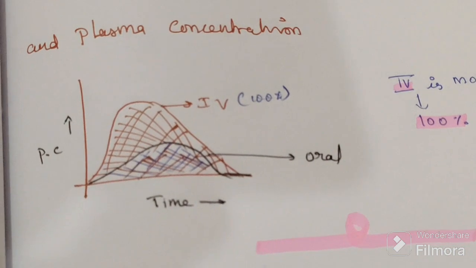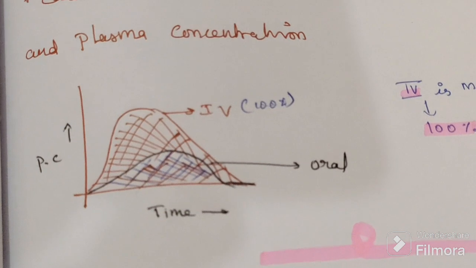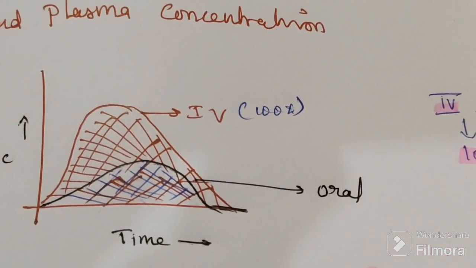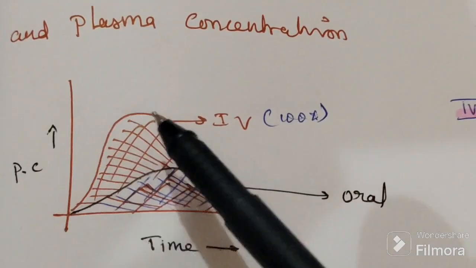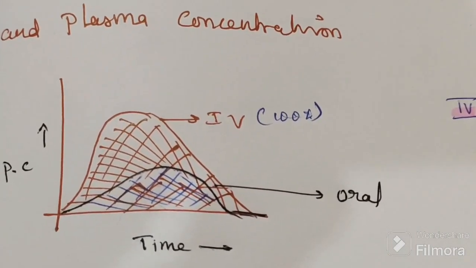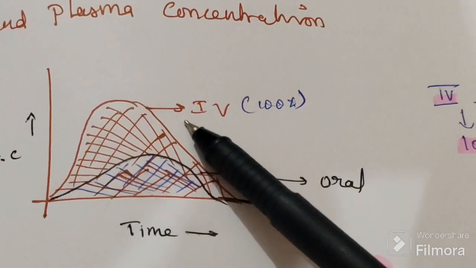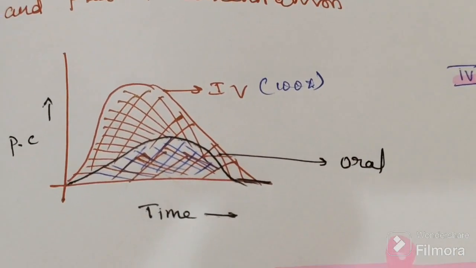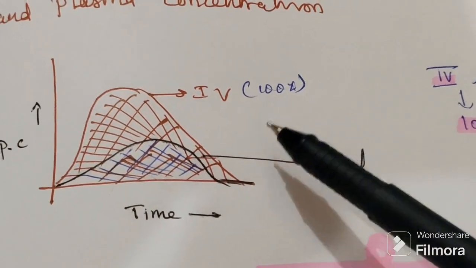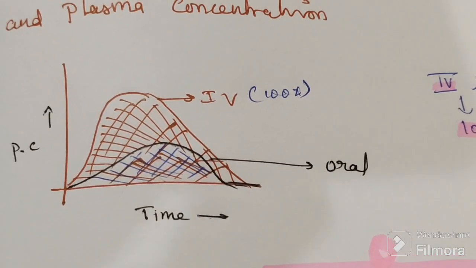You can see now, calculate that area. This is the area, and this one is the area which already included this one. So calculate this area. Obviously you can see the area for intravenous is more than oral. Intravenous is 100%; oral is never 100%. So this is how we can calculate it.